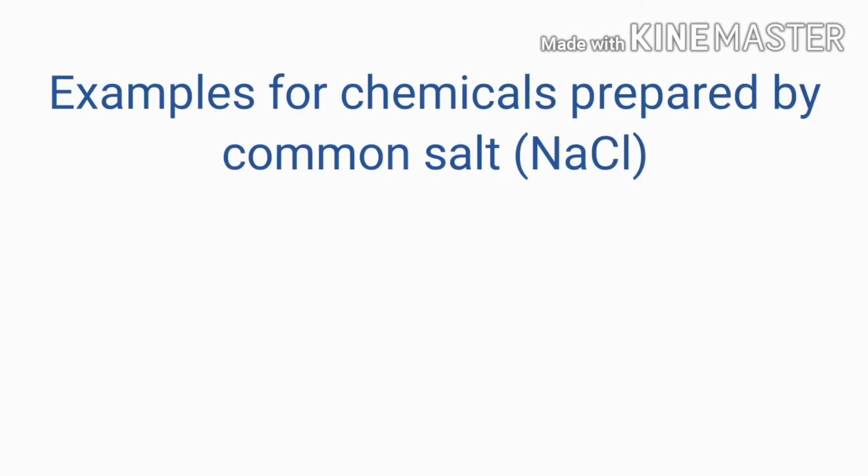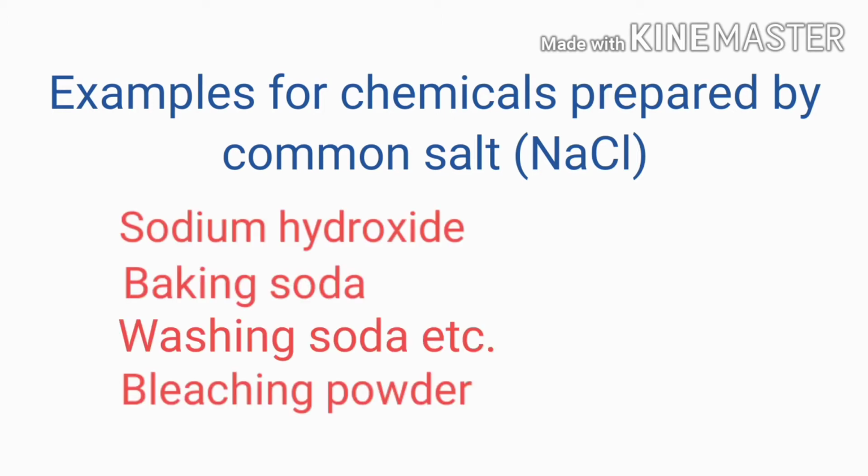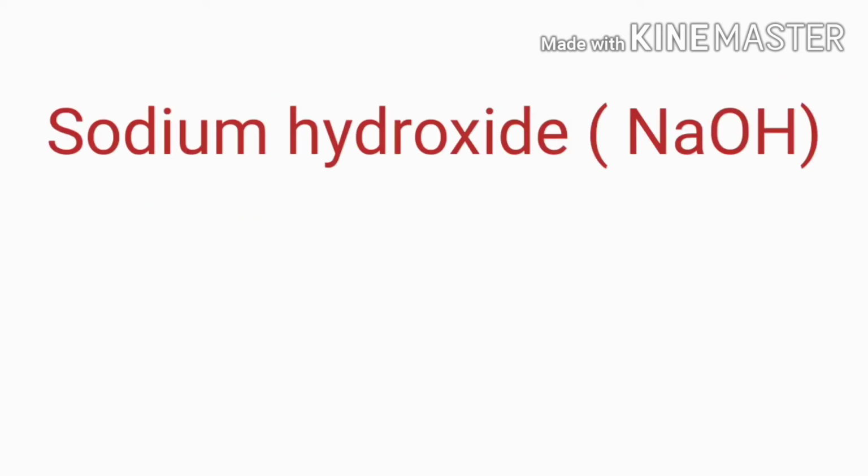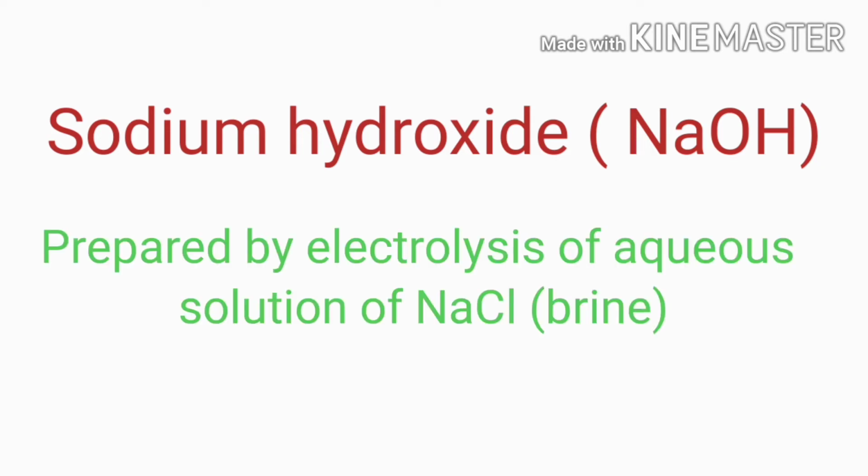The common salt is an important raw material for various materials of daily use such as sodium hydroxide, baking soda, washing soda, bleaching powder, etc. In this video, we will discuss the preparation of sodium hydroxide and bleaching powder from sodium chloride and their properties. So the first compound is sodium hydroxide. It is prepared by passing electricity through an aqueous solution of sodium chloride. The aqueous solution of sodium chloride is called brine.